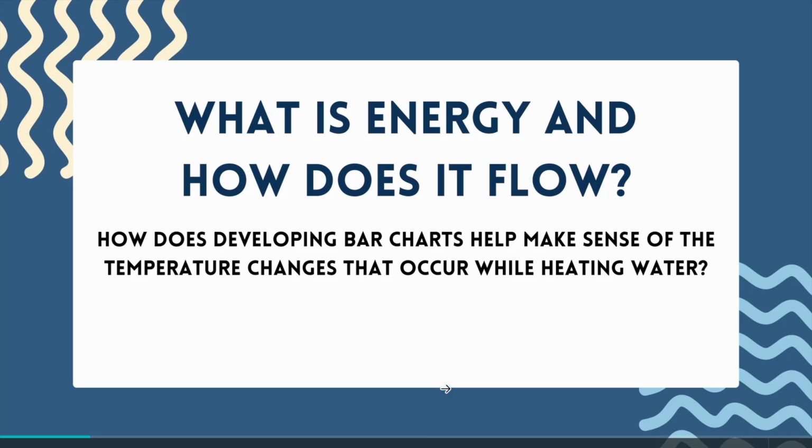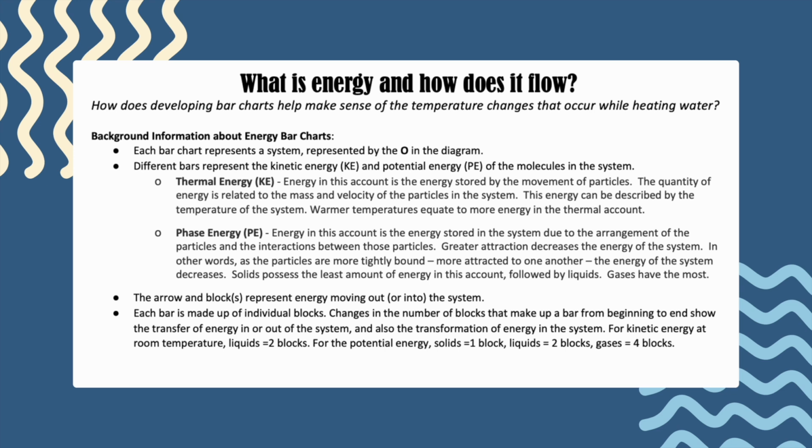Today, I'd like to go over a worksheet that you're going to do today called What is Energy and How Does It Flow? We're looking at how developing something called bar charts help to make sense of temperature changes that occur when heating water. So go ahead and get this worksheet out. This is the worksheet, What is Energy and How Does It Flow? And I'd like you to follow along with me as I discuss each one of these bullet points at the beginning of the worksheet.